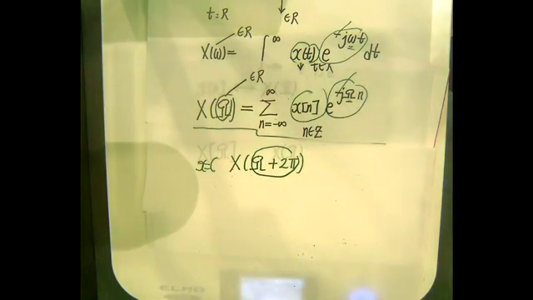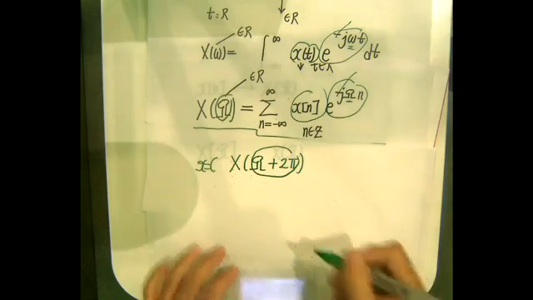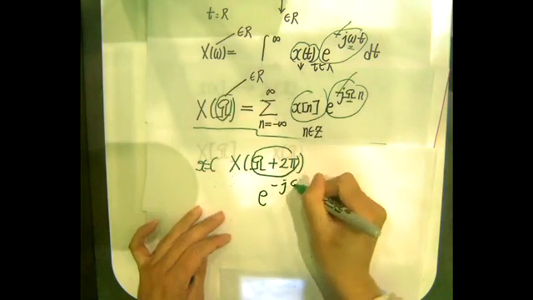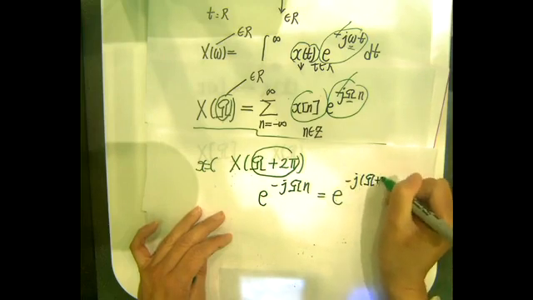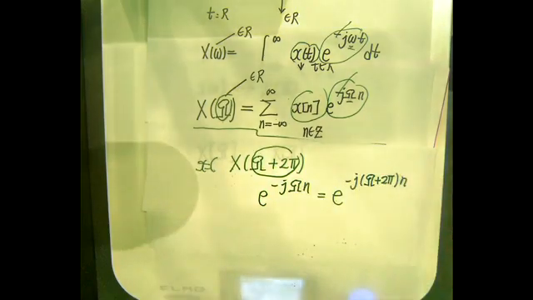Because e to the power of minus j omega, anything, will be cosine plus j sine, it's a periodic signal with period 2 pi. So I can always see that the Fourier transform of a discrete time signal is a periodic signal with period 2 pi.